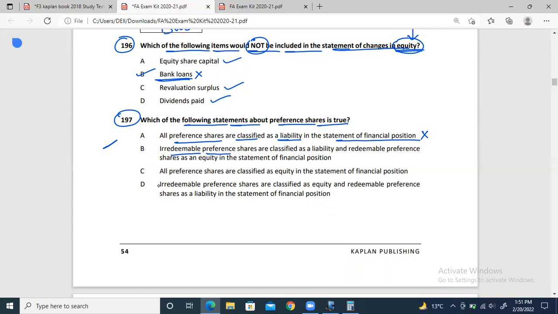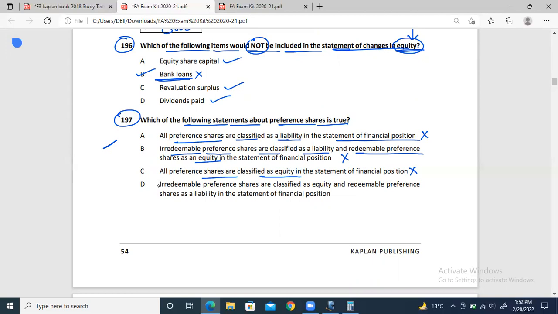Irredeemable preference shares are classified as liability and redeemable are classified as equity. No, it's wrong. It's the other way around. It has swapped them. Irredeemable are actually equity. So this is wrong. Okay. All preference shares are classified as equity. No, not at all. Only the irredeemable are classified as equity. Now, only option D is left.